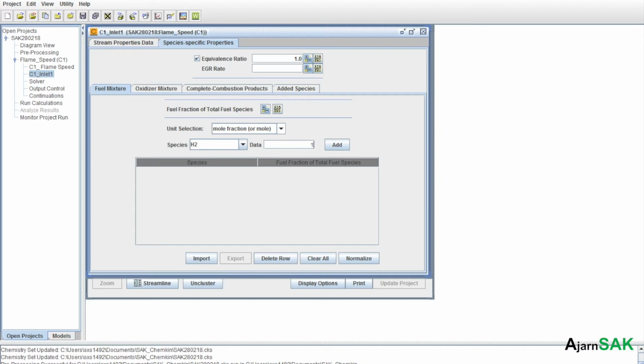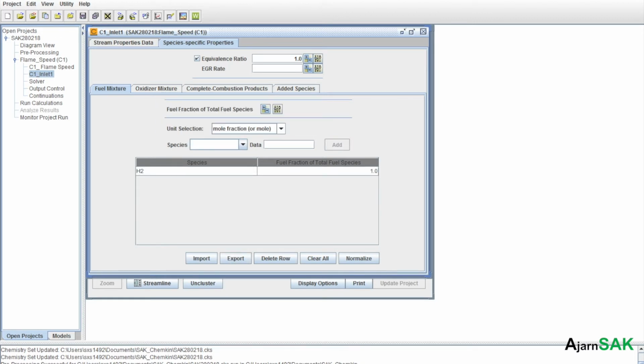Because this is just fuel, my fuel is just hydrogen, and the oxidizer will fill the rest. We don't care about the oxidizer now. We know that the summation would be 1 for one fuel. So that's the fraction number. Got it. Add it. So this is your fuel here.